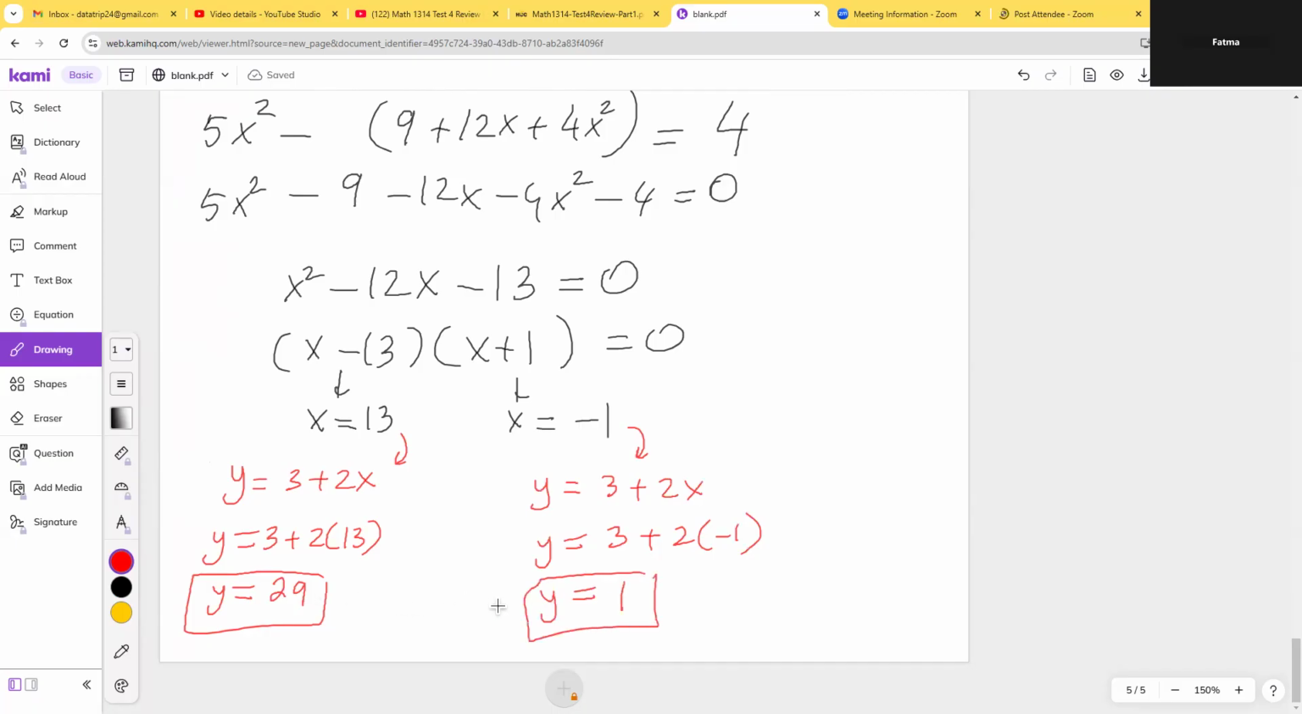So I got two different y values. S is the sum of these two numbers, because in this problem the question is asking me to find the sum of these two y solutions. That's all the questions from the test.